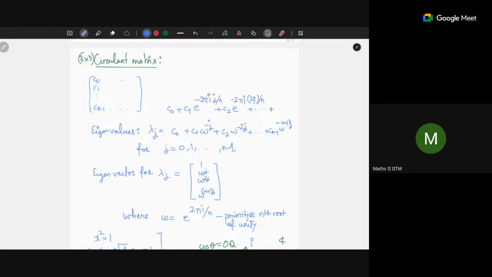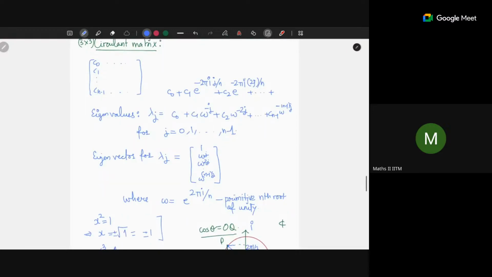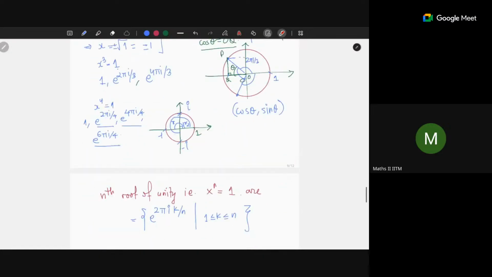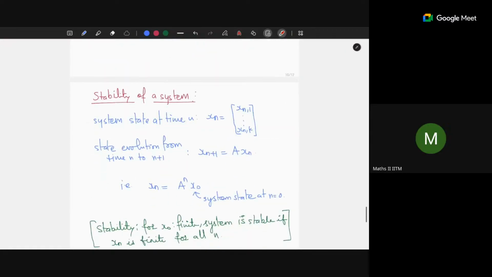This combination. And similarly, for calculating the eigenvector also, you will have this column. So you just need to keep these two things in your mind while working with circulant matrices. All right.